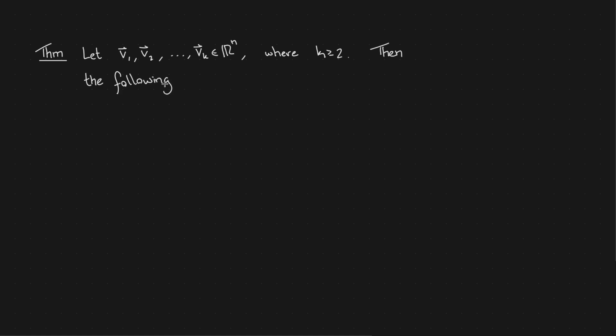This is going to be one of the more important theorems that we look at in this class. So let's consider a set of vectors, v1, v2 to vk, that are n-dimensional vectors. And we want at least two of them, so k is greater than or equal to 2. Then the following conditions are equivalent.